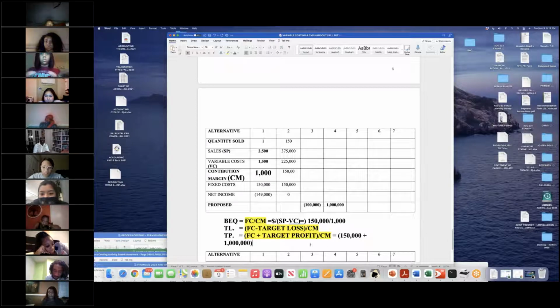I did jump down here. And then I'm going to divide that by the contribution margin, because I've got to sell enough to cover all the fixed costs. Then I got to sell enough to make $1 million. So if I put that in that formula, how many do I have to sell to make $1 million? 1,150.